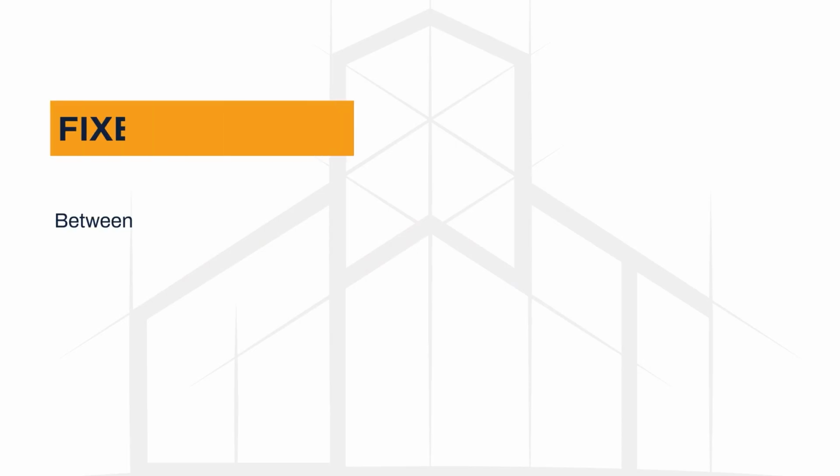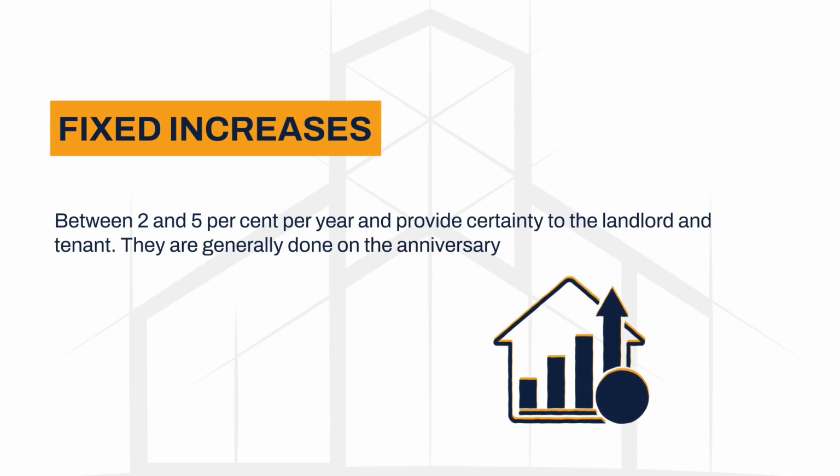As mentioned, fixed increases are generally between 2 and 5% per year and provide certainty to the landlord and tenant. They are generally done on the anniversary of the lease date. So if your lease started, say, on the 10th of April, then you'll get a rental increase every year on the 10th of April. It's kind of like a birthday present to you from your tenant.